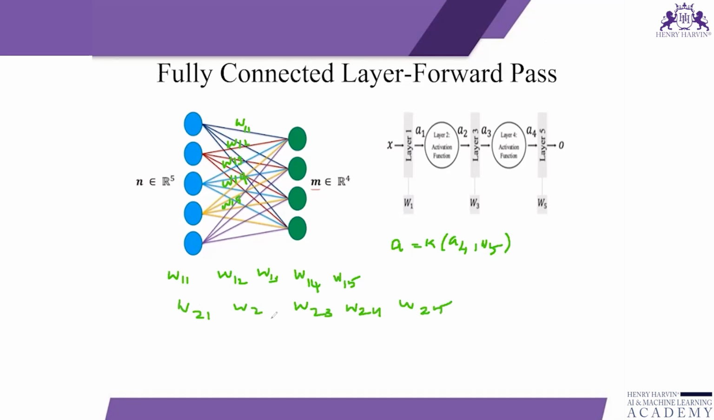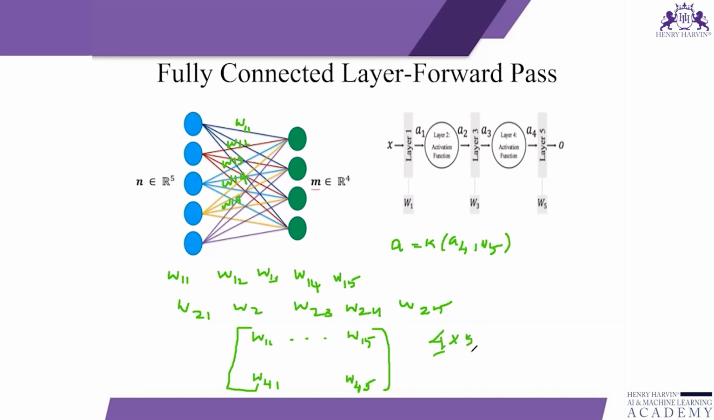We have a matrix of size 4 rows by 5 columns. How can I write the matrix now? I can write it as W11 up to W15, and the next row will be W21 up to W25, and so on, till W41 up to W45. Is it clear now? What is the shape of the matrix? 4 cross 5. Yes, you're right. There are 4 rows and 5 columns.